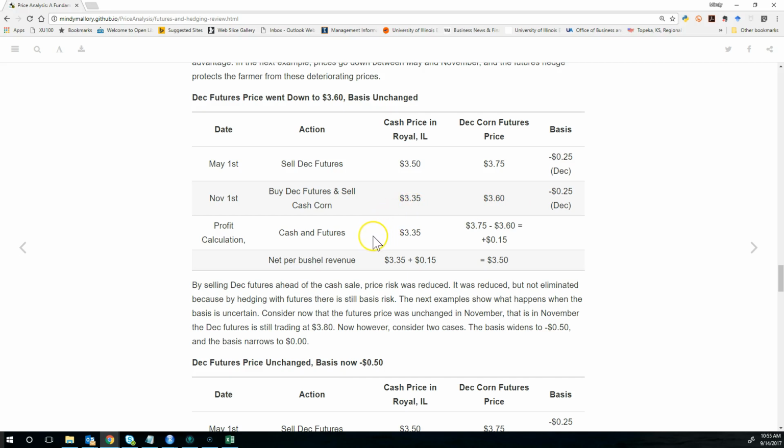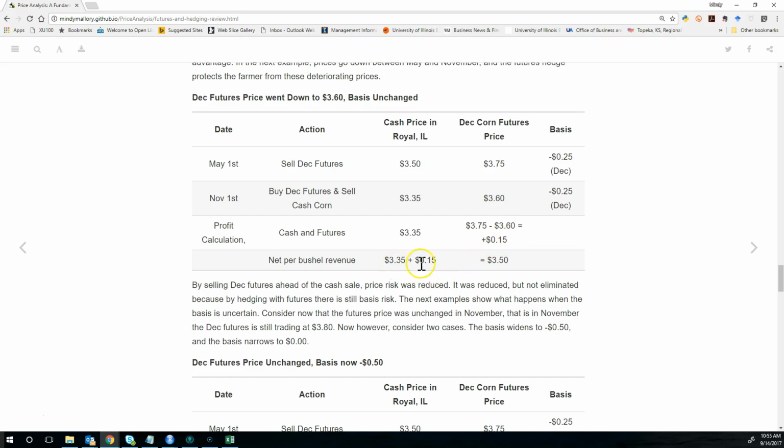And so we can come down here and do our profit calculations. He's going to get $3.35 when he sells in the cash market. And on his futures position, he is going to get $3.75, the price at which he sold, minus $3.60, the price at which he bought. And that's a gain of 15 cents. Okay, so put it together.